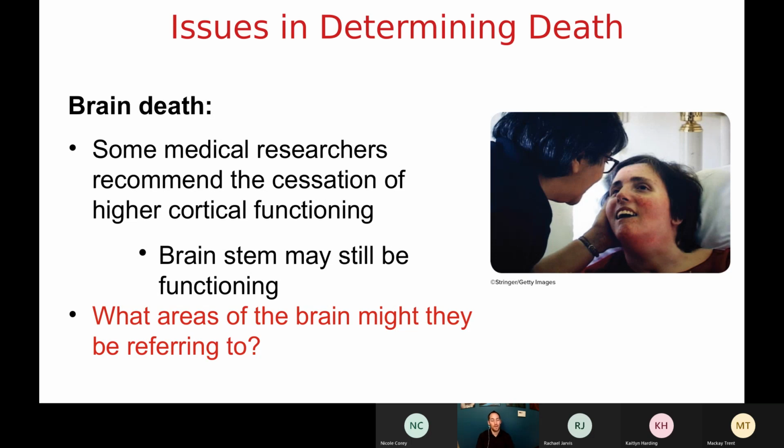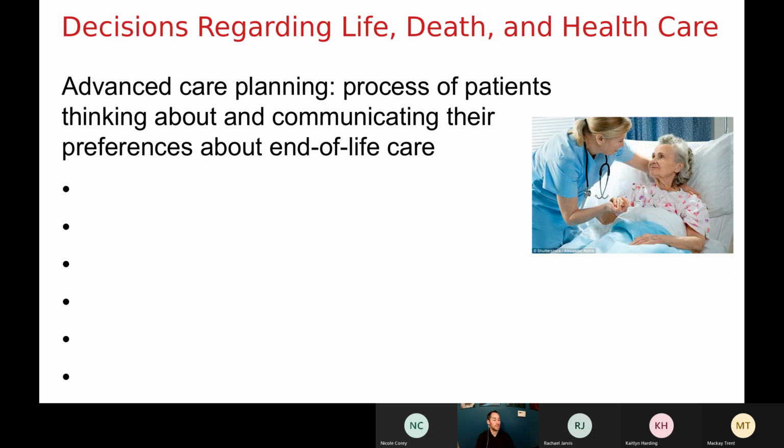So a lot of your brain activity that you're experiencing and making you, other than just those survival things, are the higher cortical functioning. All right, so with this, what do we do at the end of life? How can we plan for the care that we need? This is called advanced life care planning.